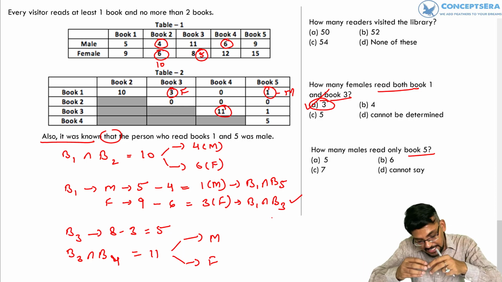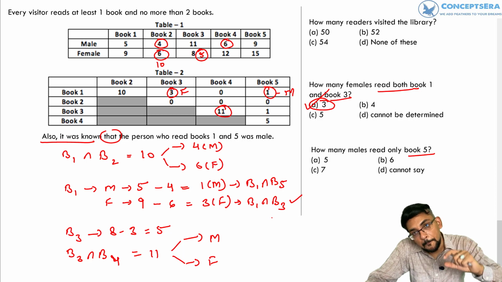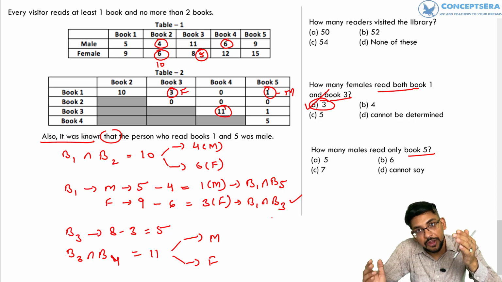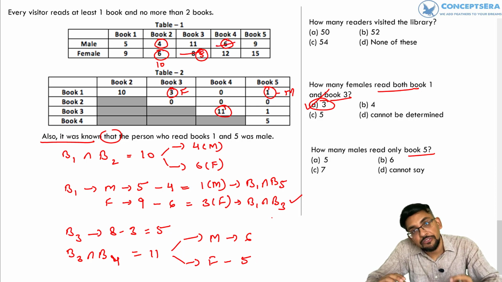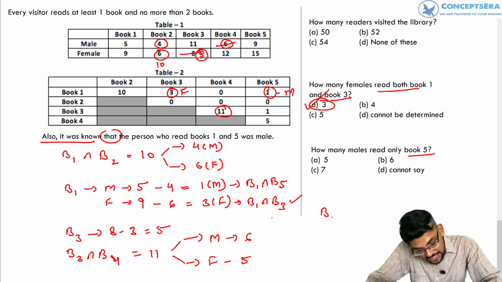It means the number of females cannot be more than 5. So if you take the intersection of book 3 and book 4, males cannot be more than 6 and females cannot be more than 5. So 6 plus 5 is equal to 11. So we can say from here in the book 3 and book 4 combination, 6 of them are male and 5 of them are female. But as soon as we fixed the intersection between book 3 and book 4 in terms of male, the number of males left out for book 3 will be 11 minus 6, which is equal to 5.